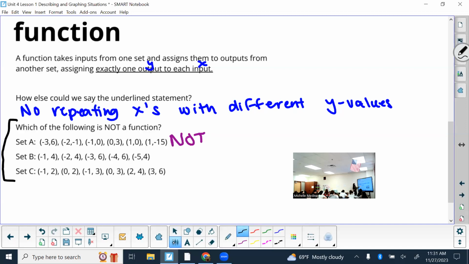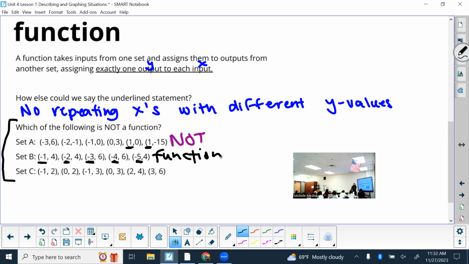So the ones right here repeat. And when you look at the y's, they have different y's. That's what makes it not a function. All right, so that's what you look for. Really, when you look at them, look at all the x's. So, like for set B, does anyone think that that one's not a function? All right, well, for set B, if you look at all the x's, do any of the x's repeat? No. They do not. So automatically, set B is a function.